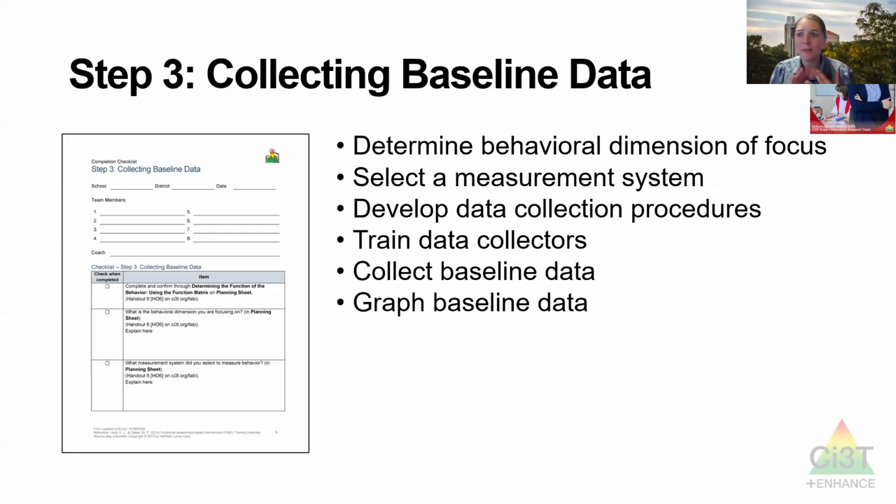So setting up the forms, scheduling those observations, figuring out who's going to do it. We're going to train up our data collectors. I think someone mentioned this earlier, the importance of getting people trained so that we're collecting data consistently and accurately, and then collecting and graphing that baseline data. So again, there's a lot that happens in step 3. We're going to focus on these first 2 today.